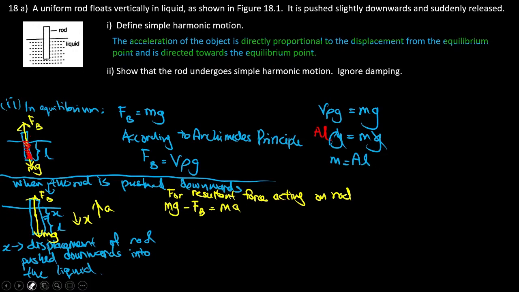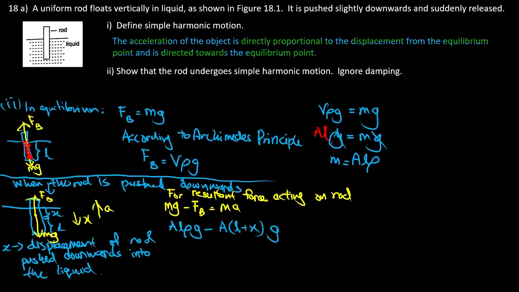Make the mistakes here. It's AL rho because the G already eliminates. You have your AL rho for your m. So your m is AL rho times a minus FB. FB is still V rho G, which is your A times L plus X times rho G.